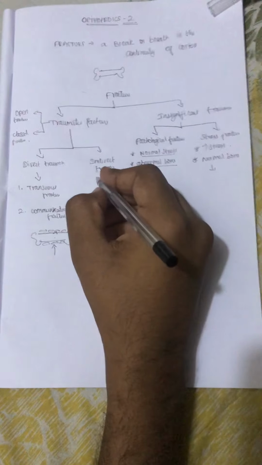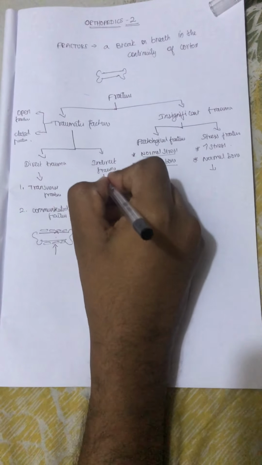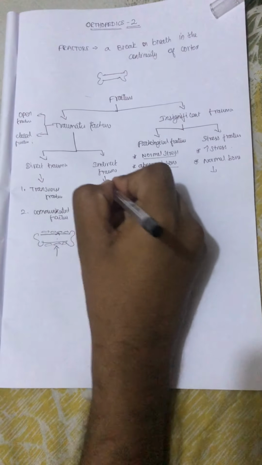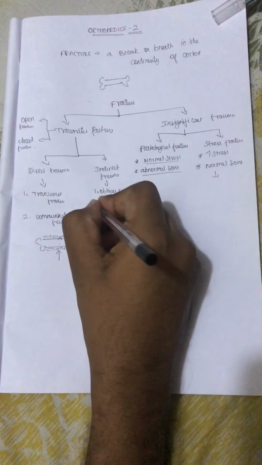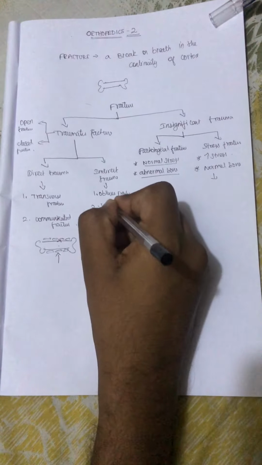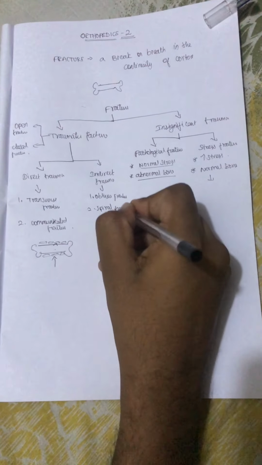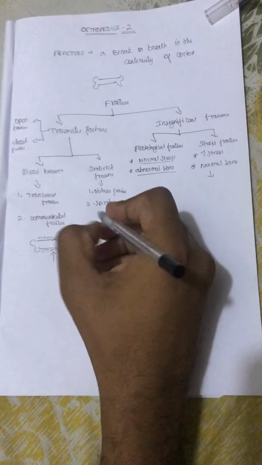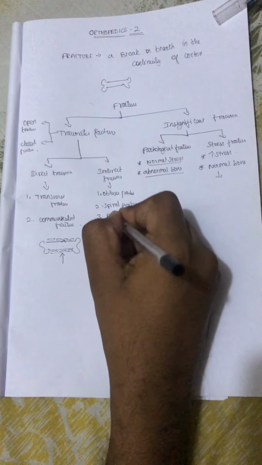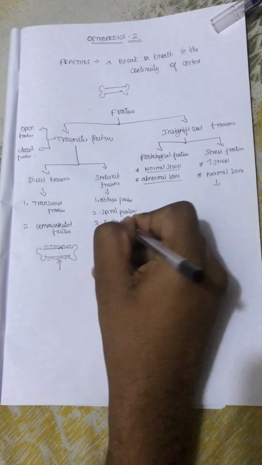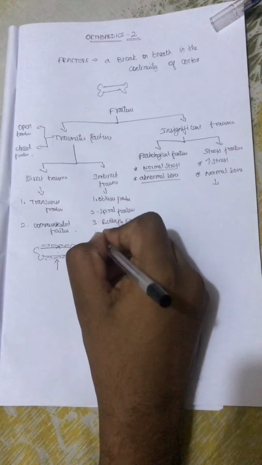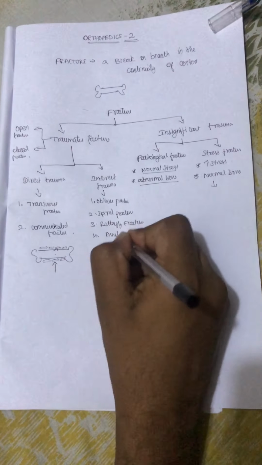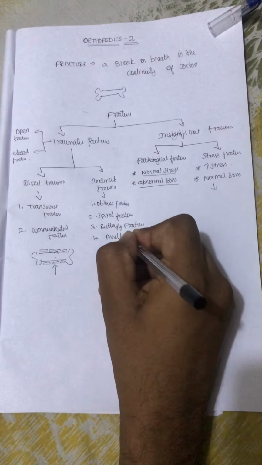In indirect trauma, we can list a few types of fractures such as oblique fracture, spiral fracture, butterfly fracture, and avulsion fracture. Okay, we'll discuss all these fractures now.